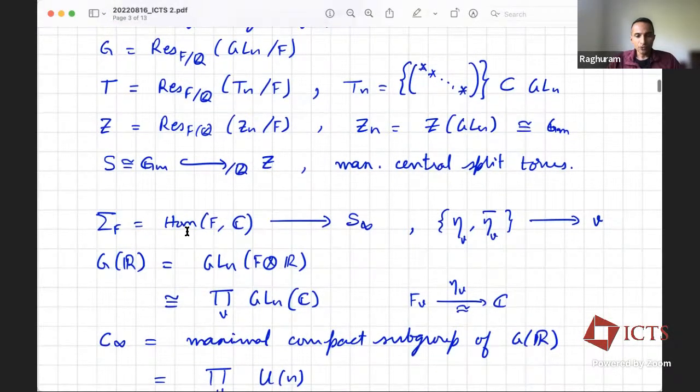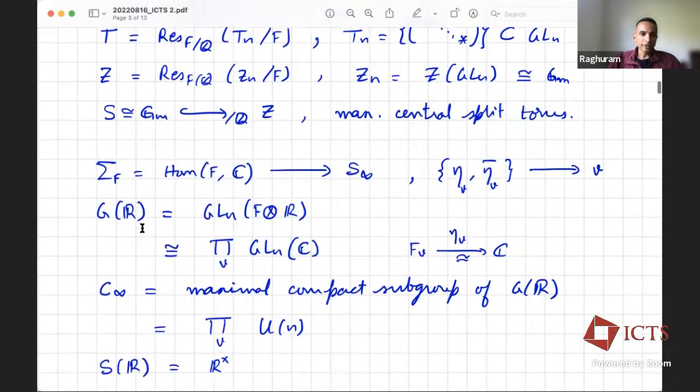Sigma F is going to be the set of all field embeddings of F to C. And there is a surjection from that to the set S infinity, the set of Archimedean places. So if V is an Archimedean place, then there is a pair of complex conjugate embeddings, and you fix one of them. I'm just going to call that eta V. It's a non-canonical choice, but that's fixed for the whole game. And the other one is eta bar. If I look at the real points of this group G, then this is GLN of F tensor R. And with this identification of F sub V, the completion of F at V, being the complex numbers via eta V, this is the product of GLN of C.